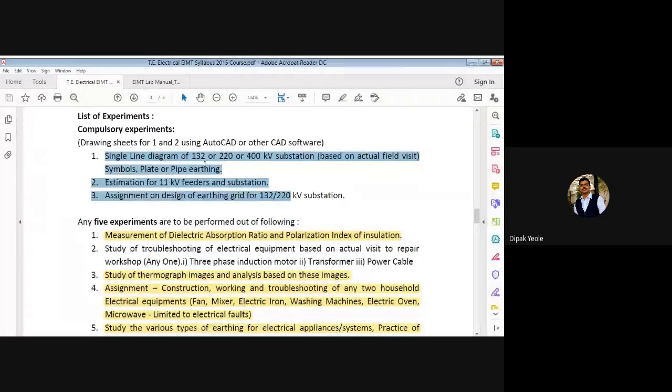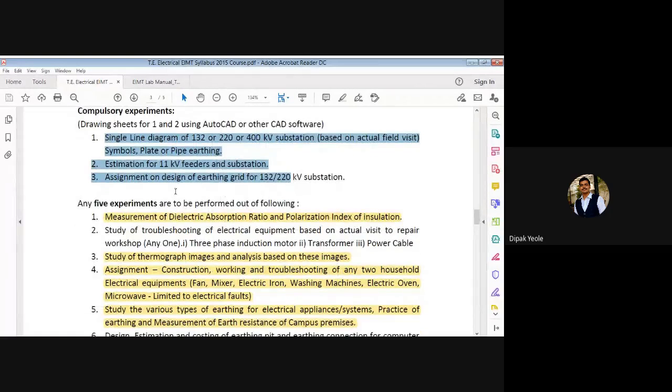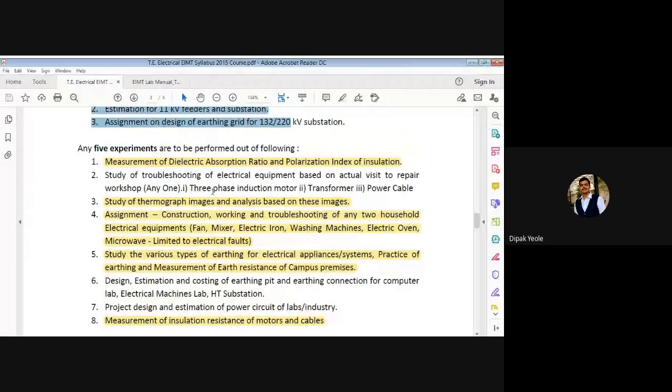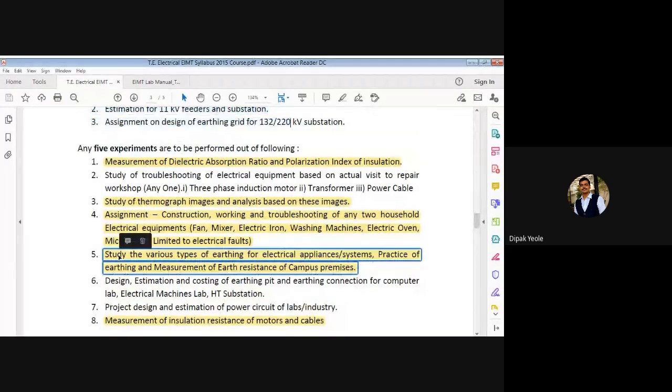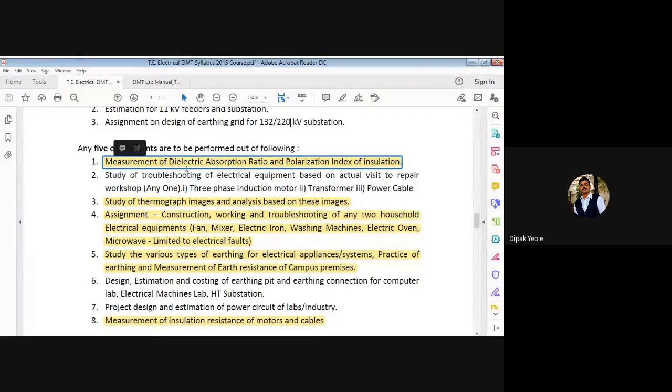The single line diagram we have finished. We have finished the estimation of 11 kilovolt feeders. We have finished the assignment of design of earthing grid, and the study of various types of earthing for electrical appliances and systems, practice of earthing, and measurement of earth resistance of campus masses. Today we will discuss this experiment: measurement of dielectric absorption ratio and polarization index of insulation.